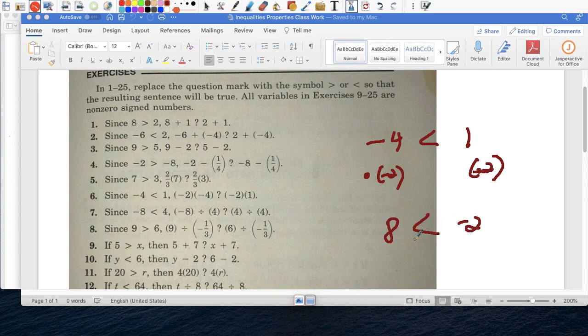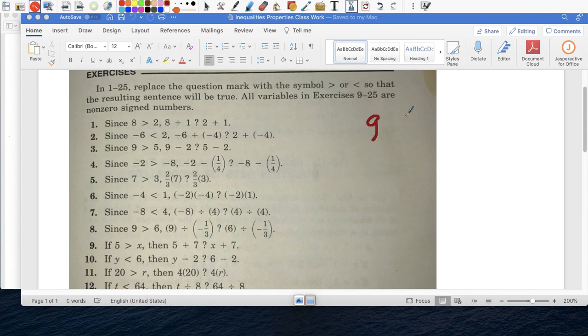If you keep the original inequality sign, it's not going to be true, because 8 is not less than negative 2. To make up for the fact that we multiplied both sides by a negative, we have to reverse the inequality sign to keep it true. So for number 6, the sign has to be reversed. Number 8: 9 is greater than 6, and they're dividing the 9 by negative 1/3 and dividing the 6 by negative 1/3.